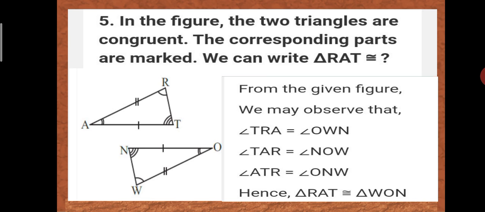We can write triangle RAT. So here two triangles are given. Okay, they are congruent, that we show with the marking of lines. Now you have to write the corresponding side or the angle of the other triangle. So from the given we have observed triangle TRA. So this is TRA.